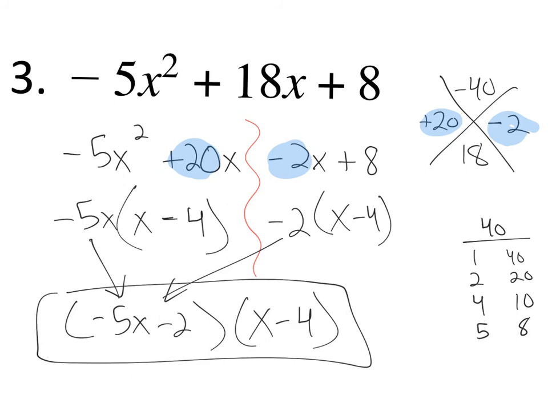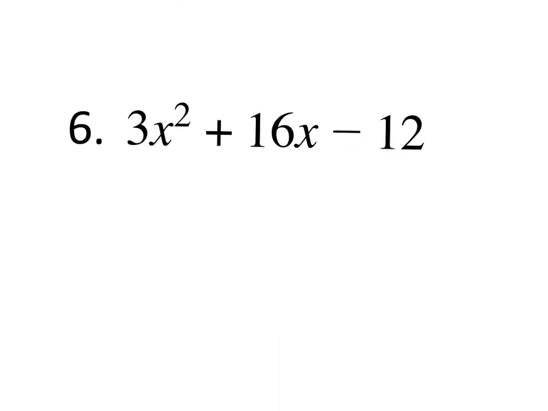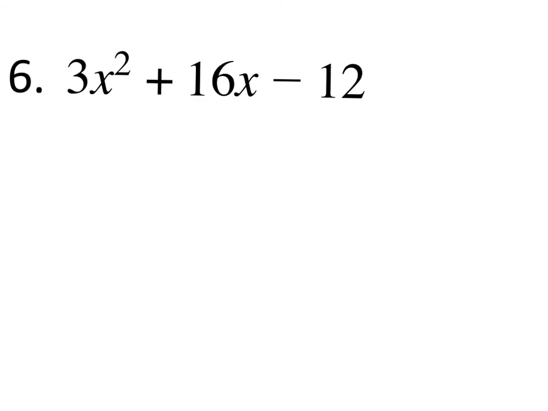So we're going to do one more example. So let's drop down. Looking at 6 here. So we have 3x squared plus 16x minus 12. So when we do that, a times c goes up top, so 3 times negative 12 is negative 36. 16 down below. So the factors of 36 that would add to give you 16.